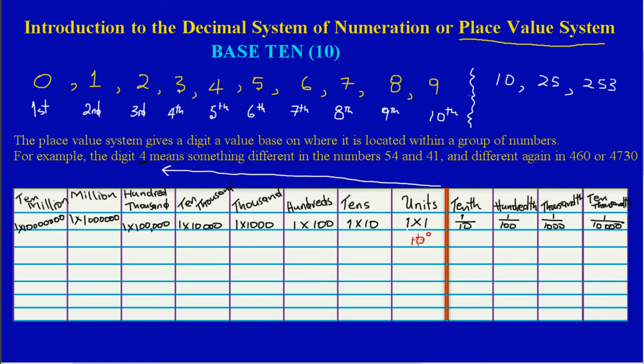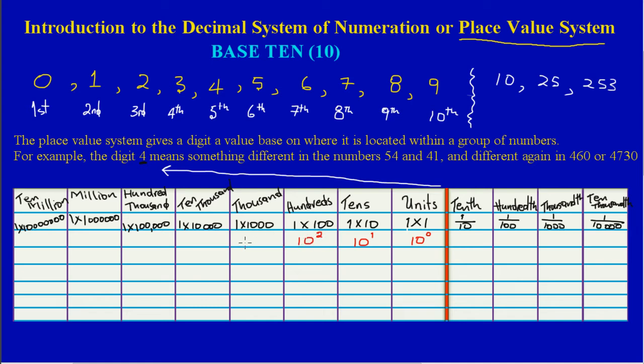Okay, and 10 to the 0, I'm going to be doing a video on introduction to exponents, and in that video I'll show you that any digit raised to the power of 0 is equal to 1. So 10 to the 0 is the same as 1. So this here represents my units column. Now my tens column is basically 10 to the power of 1. Okay, and that's my tens column. Now my hundreds column is 10 to the power of 2.